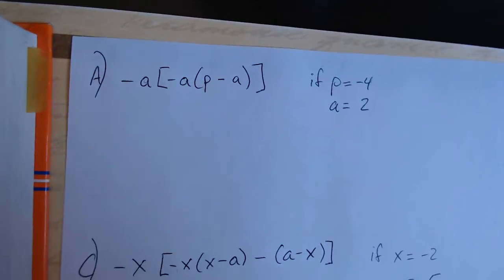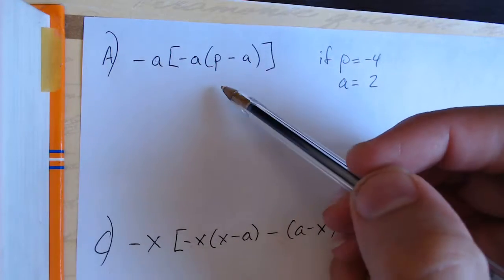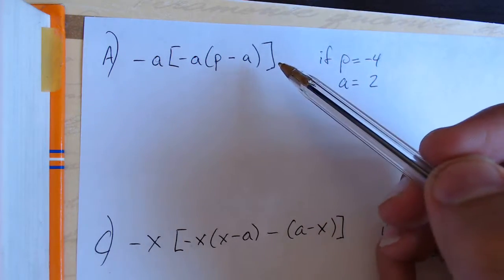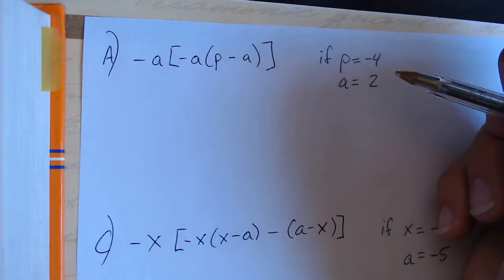Practice A. So we've got negative A times the brackets of negative A times parentheses P minus A in parentheses and bracket. So we'll just start with our substitution rule.